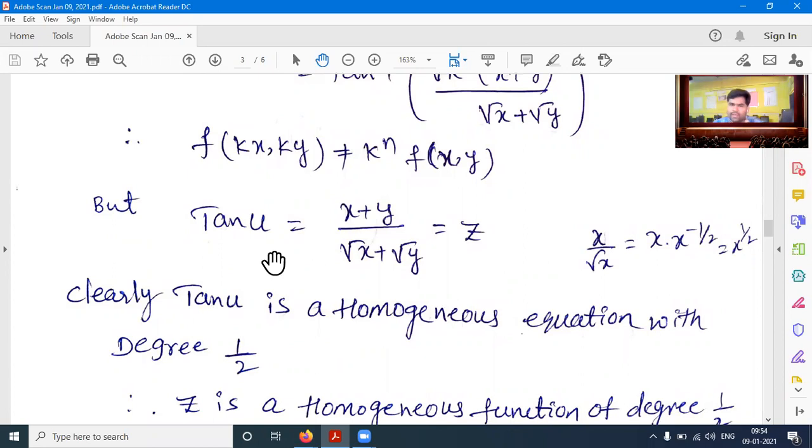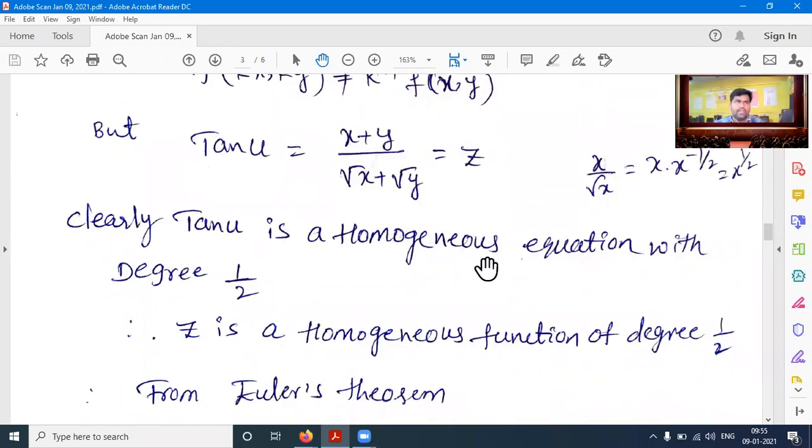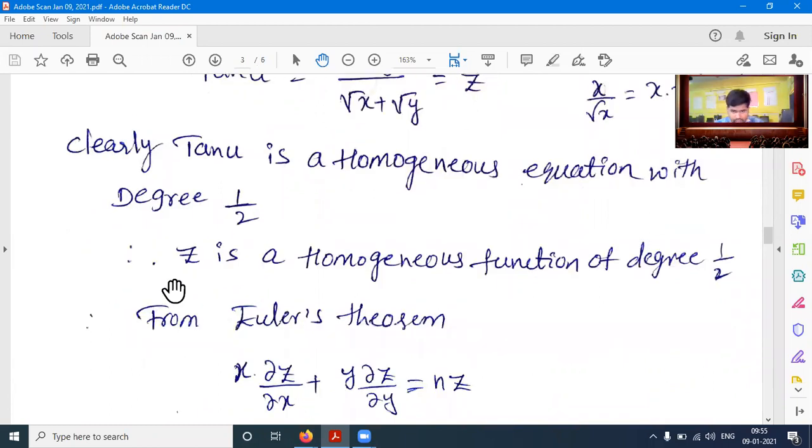Again you have to substitute kx in place of x and ky in place of y. Or directly, x by root x is x to the power of 1 minus 1 by 2, since the bases are equal and the powers are added. So that is 1 by 2. So the degree is 1 by 2. Clearly tan u is a homogeneous function of degree 1 by 2. Therefore z is a homogeneous function of degree 1 by 2, and z is nothing but tan u.